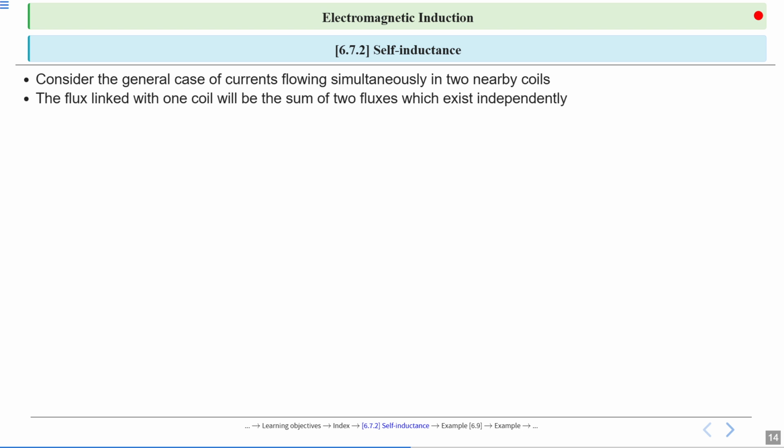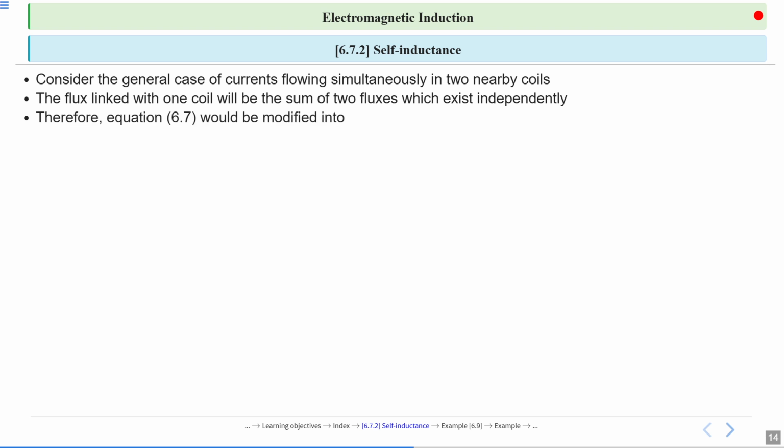The flux linked with one coil will be the sum of two fluxes which exist independently. Flux linked with any coil will be due to the current flowing through the other coil and due to the current flowing through itself, through its own coil. Now mutual induction will be there, self-induction also will be there. So the magnetic flux linked with one coil will be the sum of two fluxes which exist independently.